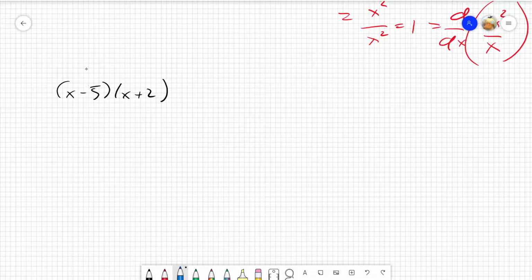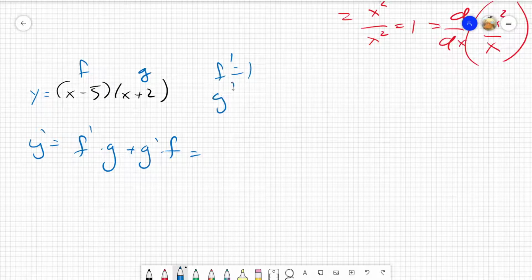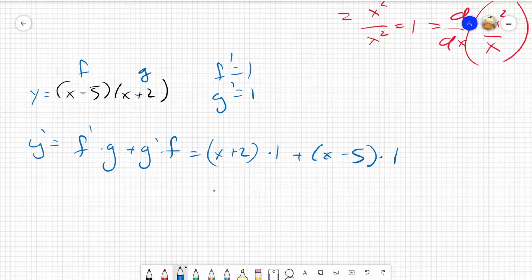I can think of this in terms of the product rule, where I think of this as f and this is g. So if this is y, then y prime is going to be f prime times g plus g prime times f. Now, f prime here is 1, and g prime here is also 1. So what you're going to get out of this is x plus 2 times 1 plus x minus 5 times 1. And that's equal to 2x minus 3.